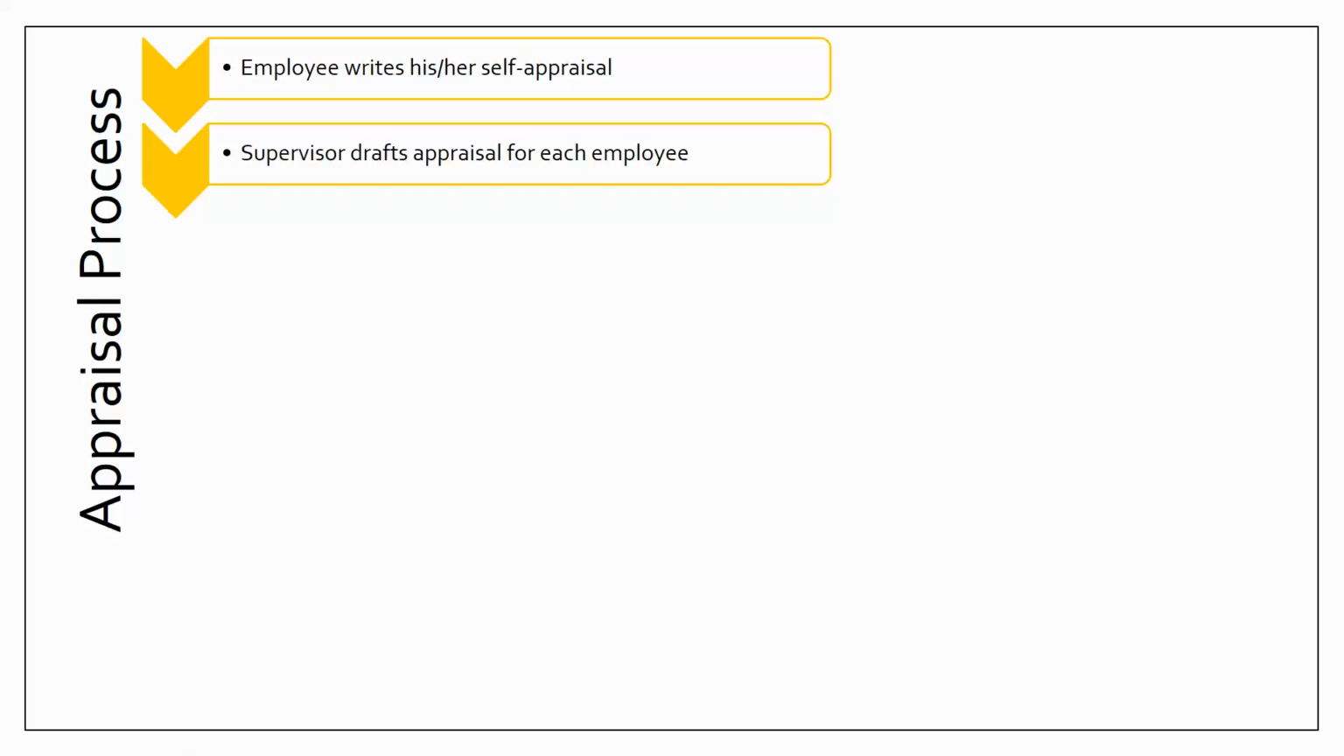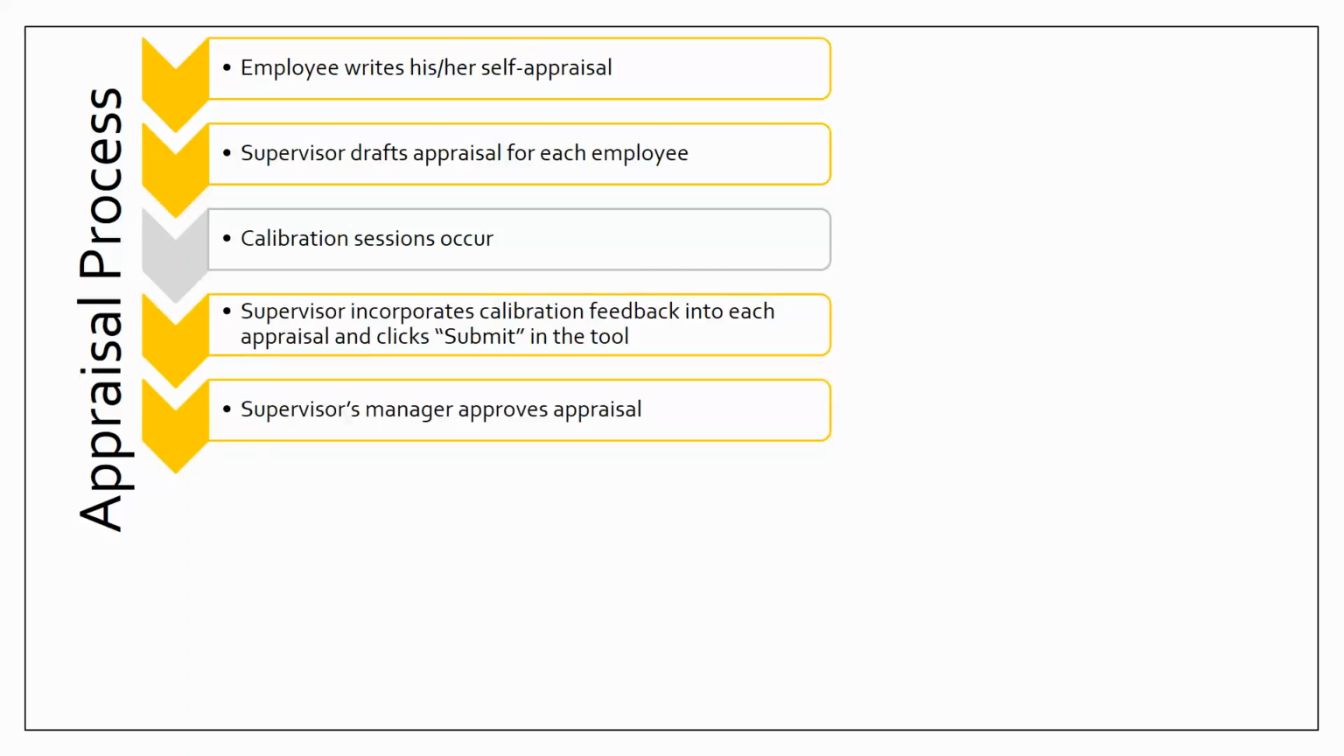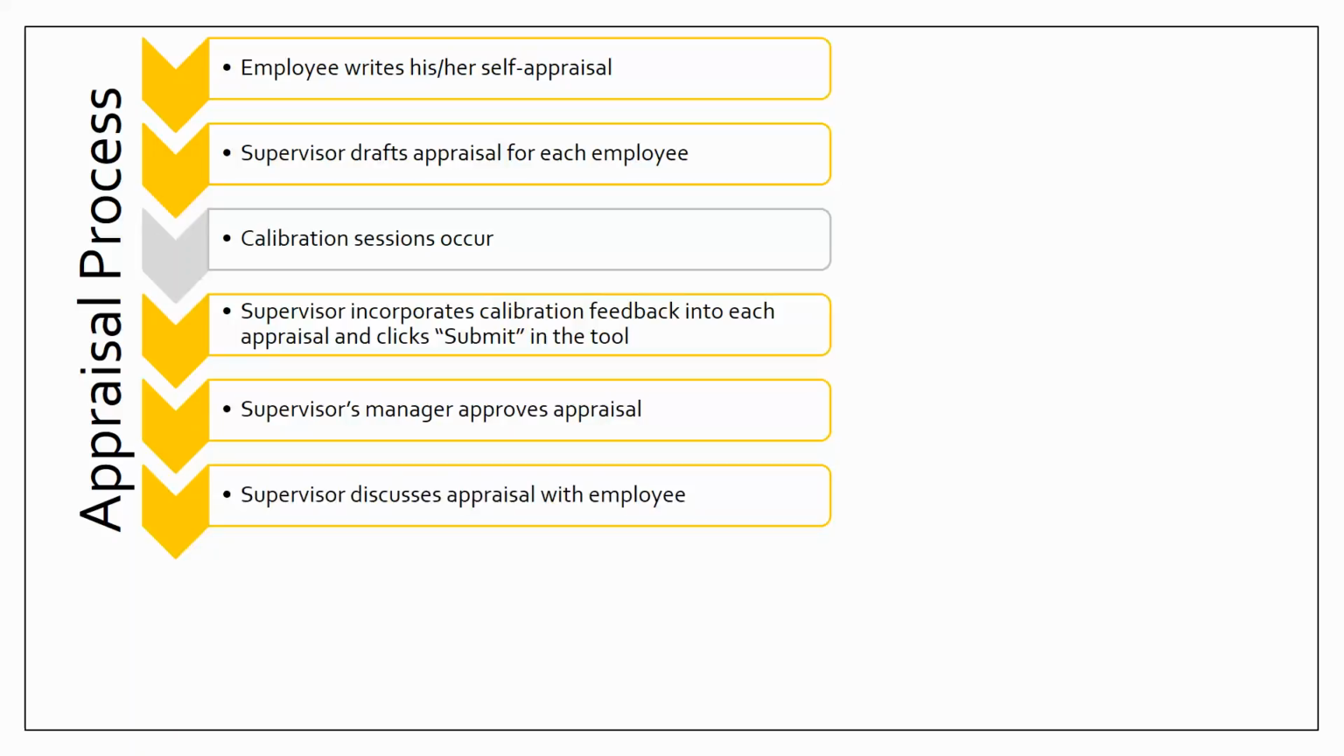Next, the supervisor writes an appraisal for each assigned employee. The next step, calibration, may or may not occur in your department. When the appraisal is submitted, your supervisor's manager will review and approve the appraisal, after which the employee and manager sit down to discuss it. Completion of this step is recorded in the myPerformance tool.